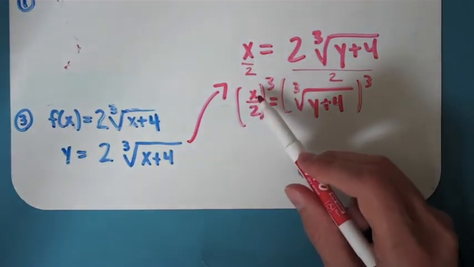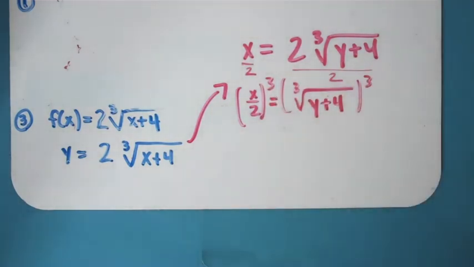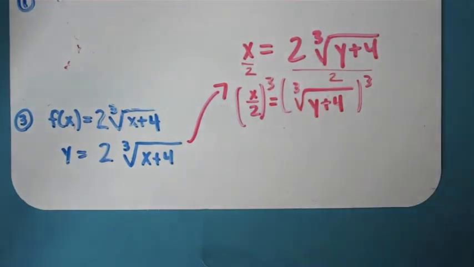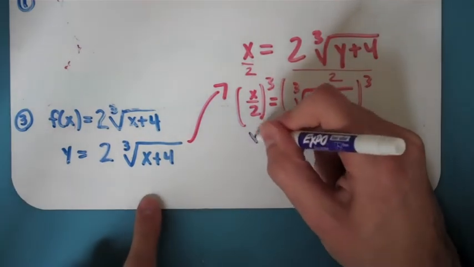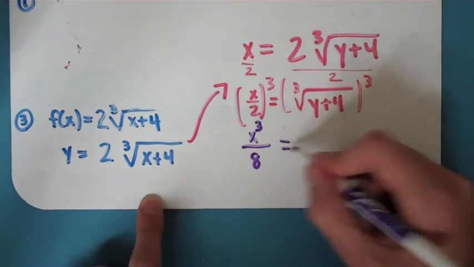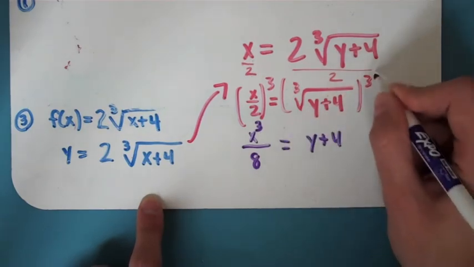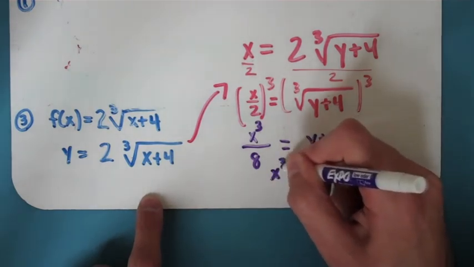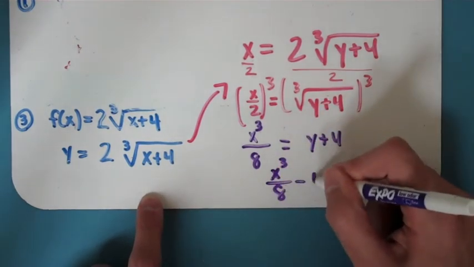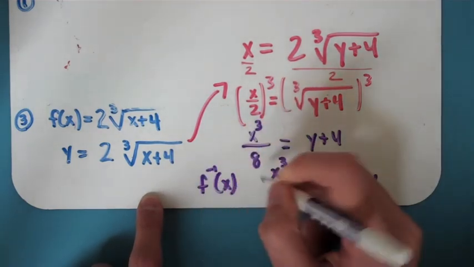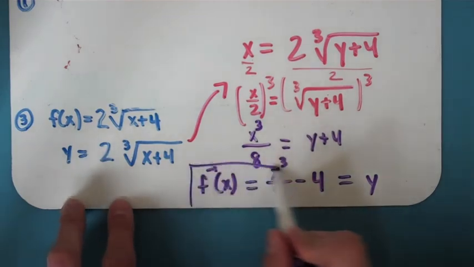So what I end up with is x over 2 to the 3rd power. Now, if you remember back from our properties of exponents, when you have an exponent outside parentheses like that, you can basically give it to both parts. So what I'm left with here is x to the 3rd, and 2 to the 3rd is going to be 8. So it's x to the 3rd over 8 equals y plus 4, because the cubed and the cube root cancel. And then I just subtract my 4. So I could make this a 1/8 right here, or I can just leave it like this. But this would be my inverse equation right here. The process is always the same. You switch x and y, you get y back by itself.